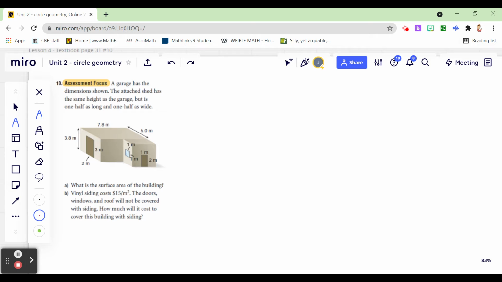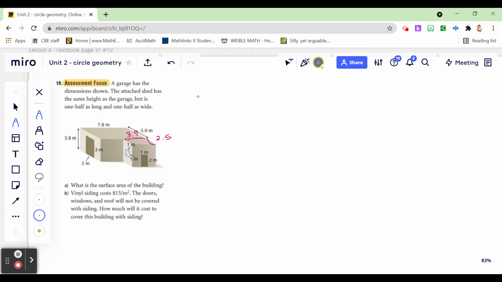A garage has the dimensions shown. The attached shed has the same height as the garage, but is 1/2 as long and 1/2 as wide. So right away, I'm just going to label those so I have them. So this is half as wide as that, so I'm going to put it as 2.5. And this guy here is going to be, what is it? 3.9. Okay, so I'm going to write those in so I have them. Cool. And I'm supposed to find the surface area of this building.